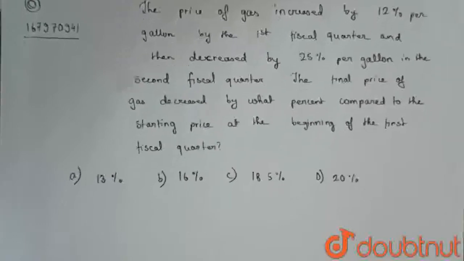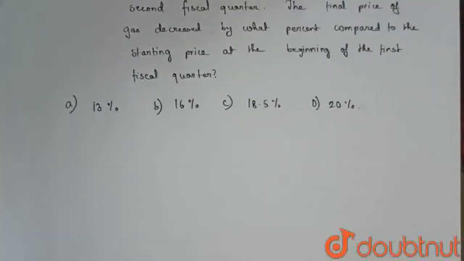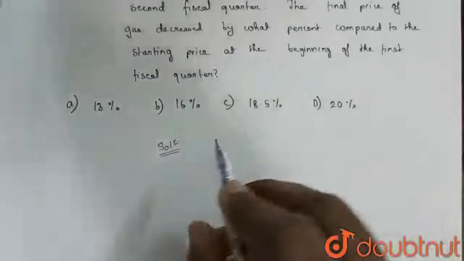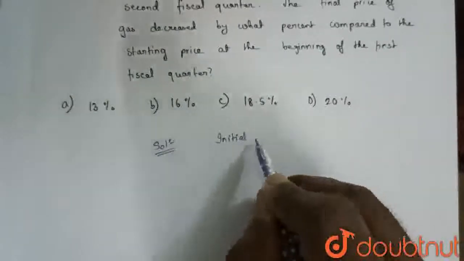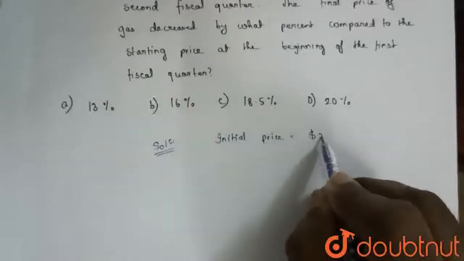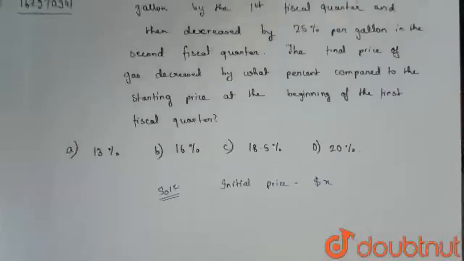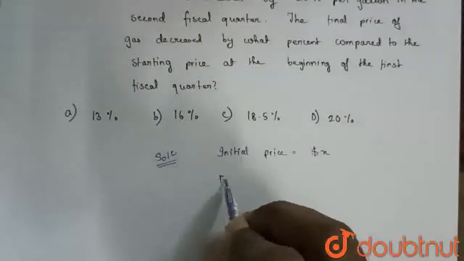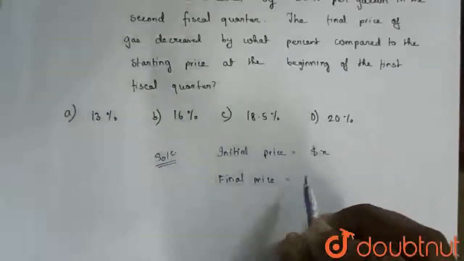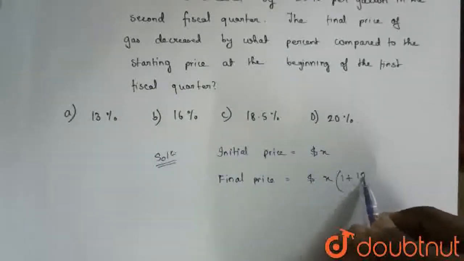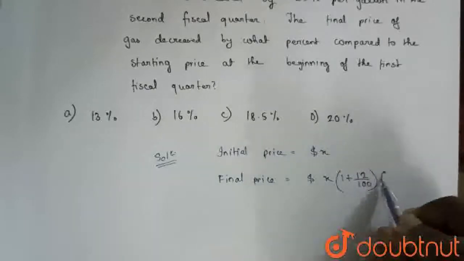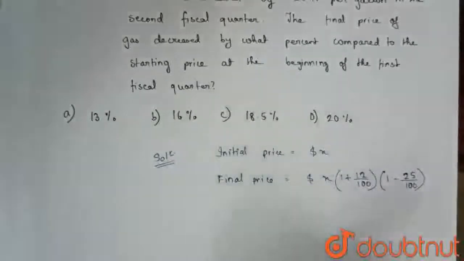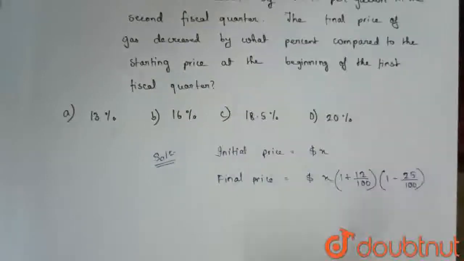fiscal quarter? For this, most people would go for the conventional method of solving this question, which is, let me show you the solution. First, they will consider the initial price, let's say X dollars. And then it says that it first increased by 12% and then it decreased by 25%. So the final price would be X, 12% increased in the first part, and then it went down by 25%, and then they would do final minus initial, and then the entire process goes on. But this is a very lengthy process. Let me show you a shorter trick.